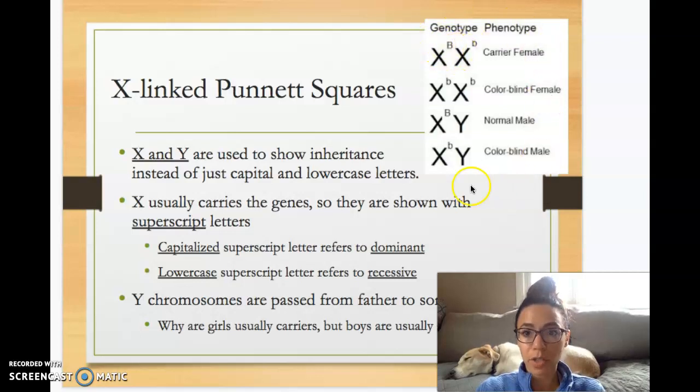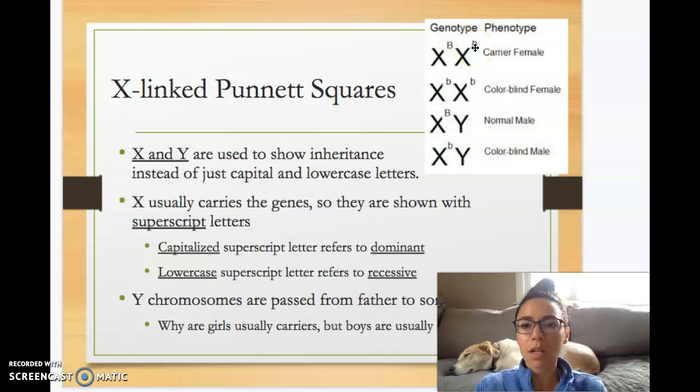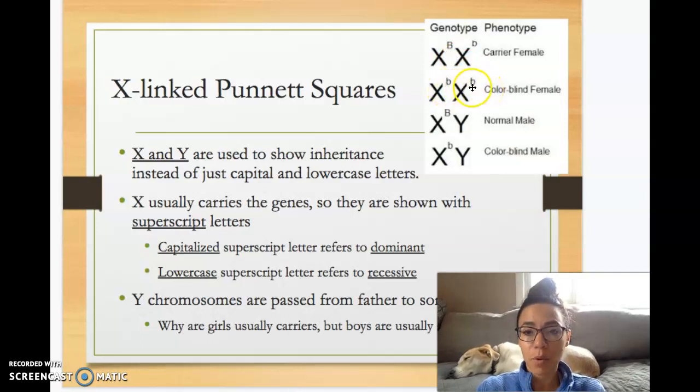Okay, so for example, if you're looking at this key at the top of the slide, the capital B is representing a normal allele. This is for color blindness, so normal vision. The lowercase b is the recessive allele for color blindness. So a female who's X capital B, X lowercase b is a carrier. Her vision is fine because she has the dominant normal allele for vision. The only time a female will be colorblind is if she has both recessive alleles, right? So a female needs to have two lowercase b's to be colorblind.